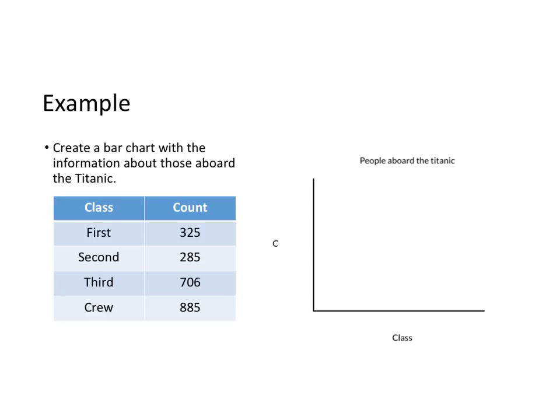We can use counts, we can use frequency, it doesn't matter. Notice we also need to determine what kind of scale we want to create our bar chart with. If our smallest class is second class, 285, and our largest is 885, it doesn't really matter what scale you go by as long as you are consistent. So if you wanted to go by hundreds, you can.